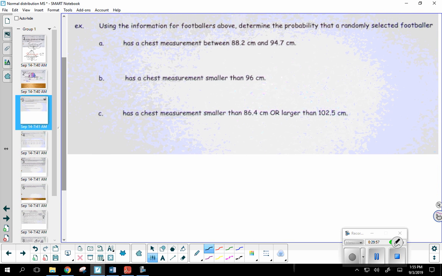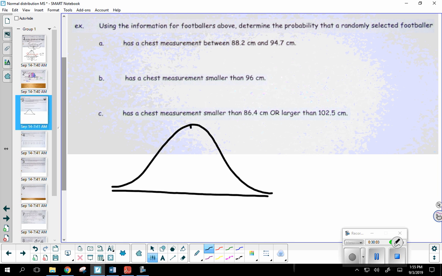The graph that we just had a moment ago, so that way I don't have to keep going back and forth. The mean was 95. That was the average chest measurement for these football players. And then what were the 3 standard deviations above? It was 103, 111, and then 119, because we had a standard deviation of 8, right?